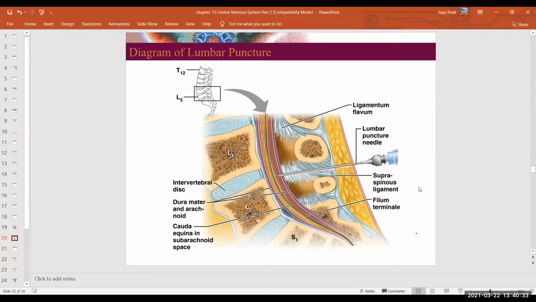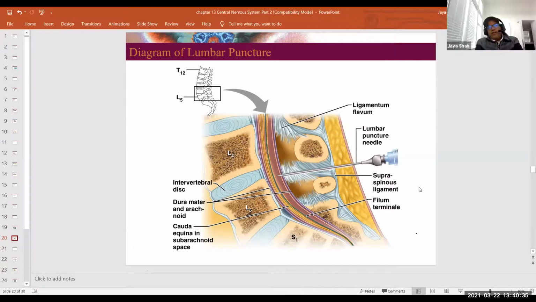Why? If we go like L1 or L2, or between thoracic 12 and L1, what will happen? You kill the spinal cord. Yes, you will damage the spinal cord tract and you can cause paralysis of the body.